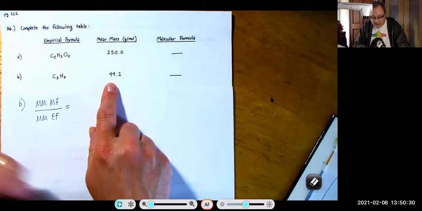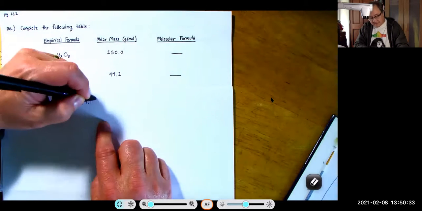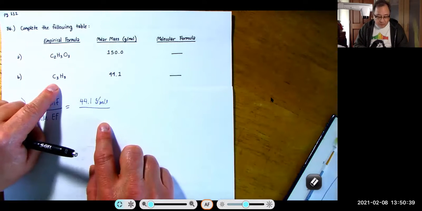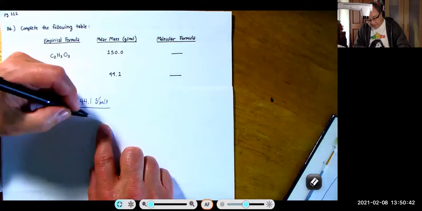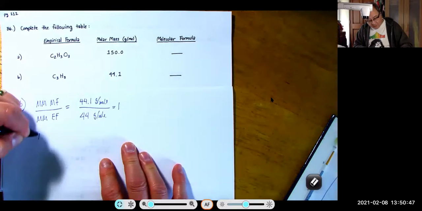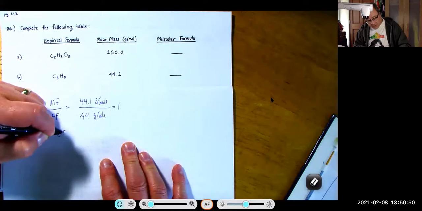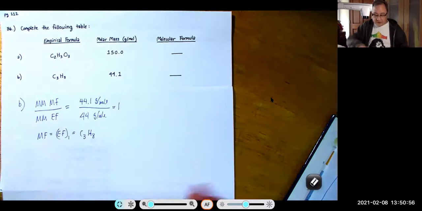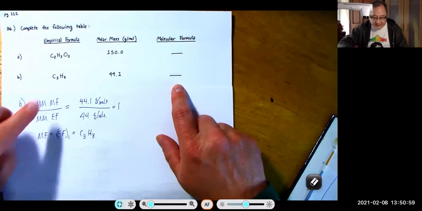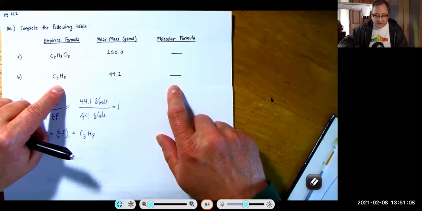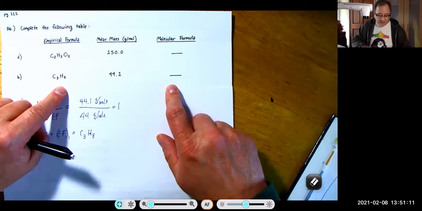Okay, we're given this number here. What is the molar mass of 3 carbons? 36. What's 36 plus 8? 44. What's the multiplier? 1. So that means the molecular formula is the empirical formula with the multiplier of 1, which means C3H8. So it turns out the molecular formula is the same as the empirical formula, just like my example with H2O, where the molecular formula and the empirical formula are identical. Okay, how about B?